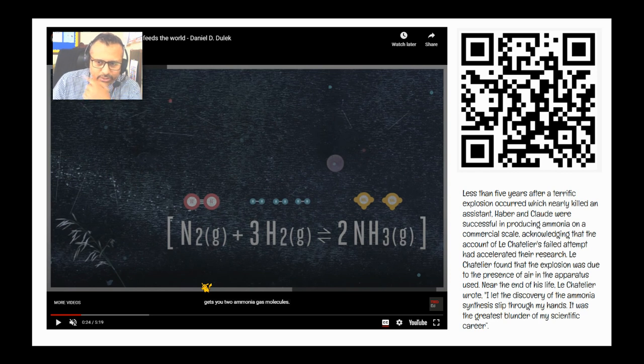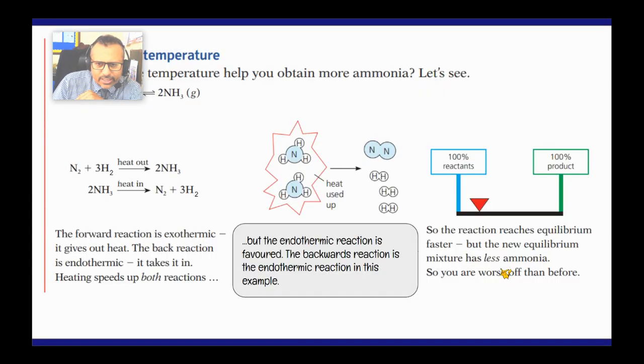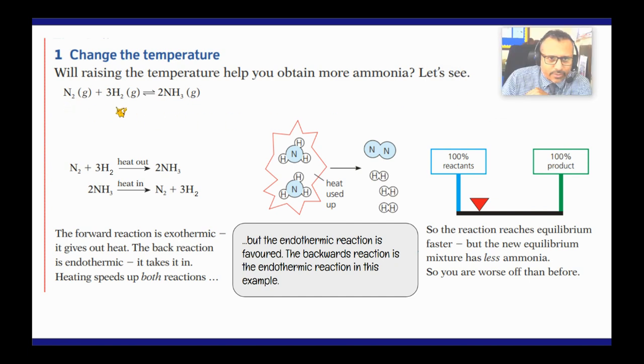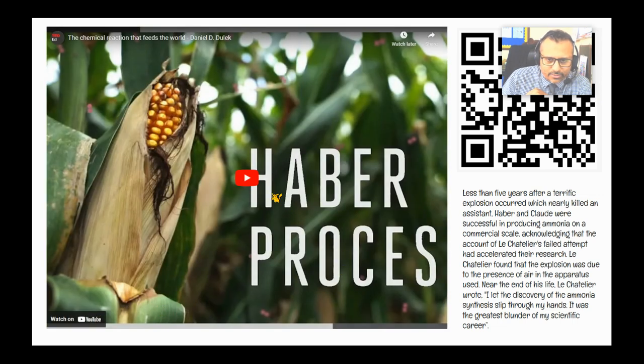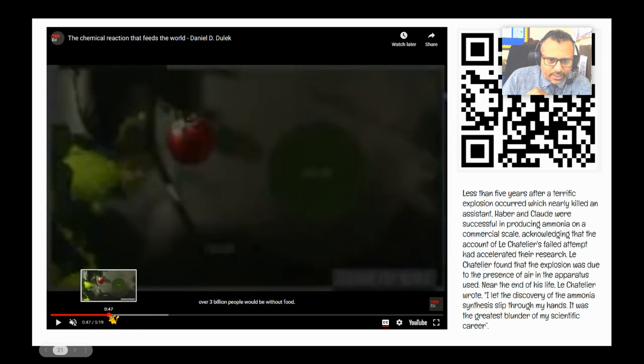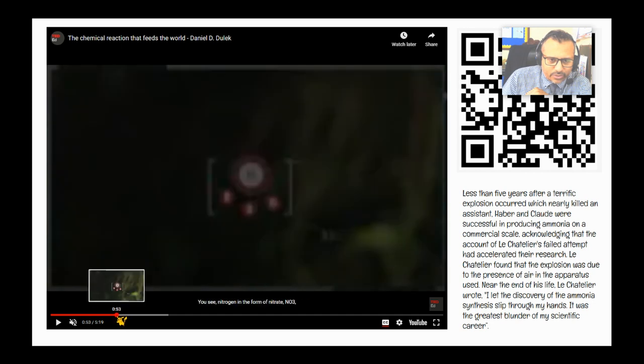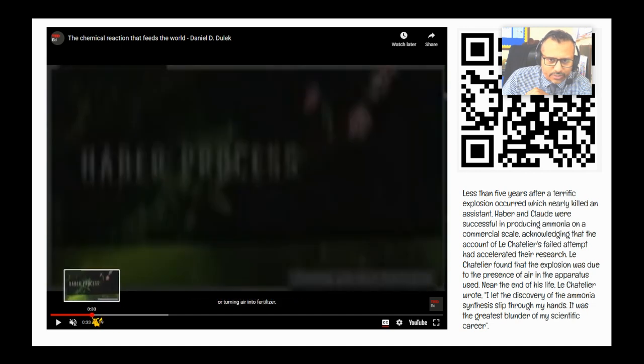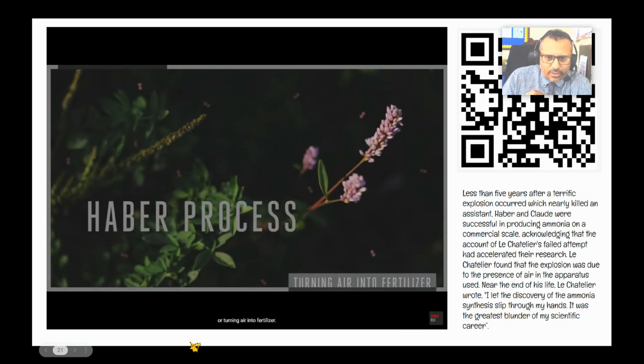So the Haber process, and I've got a correct version, by the way, on the next slide. If I just show you here, this is a more correct version. So please make sure that your subscripts are below the line. But the Haber process is an equation where you just have nitrogen reacting with 3 hydrogens, and that forms 2 molecules of ammonia.